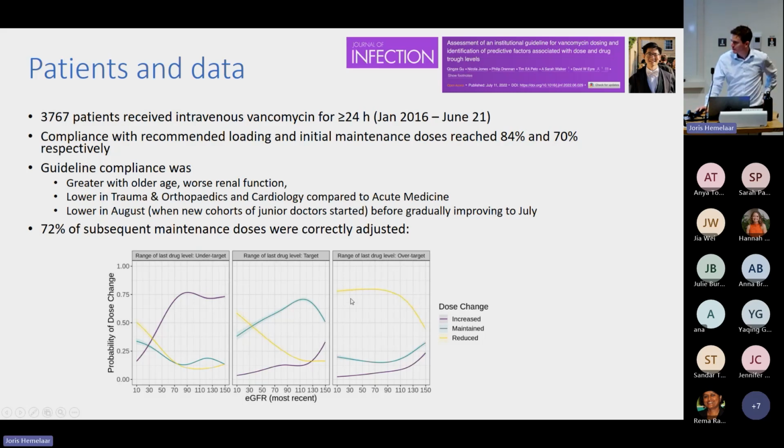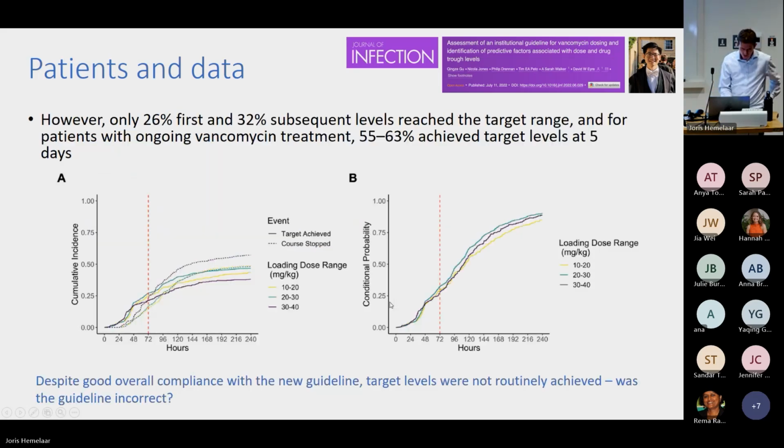There was some account made for renal function here, so you were less likely to have your dose increased if you had poor renal function, and similarly, less likely to have it reduced if you had very good renal function. We then looked at, well, what happened to people over time?